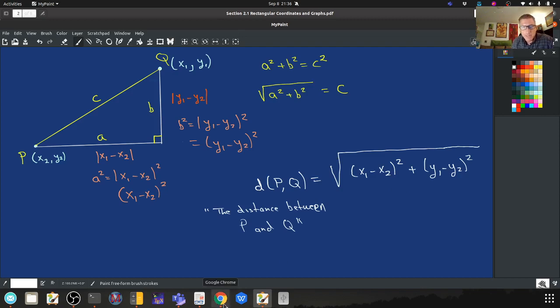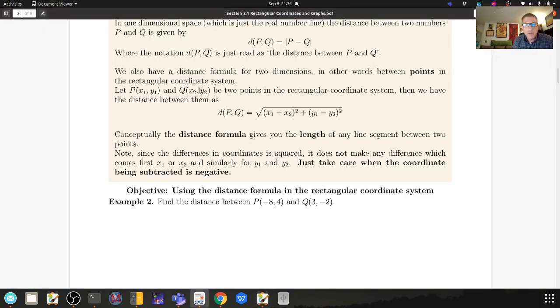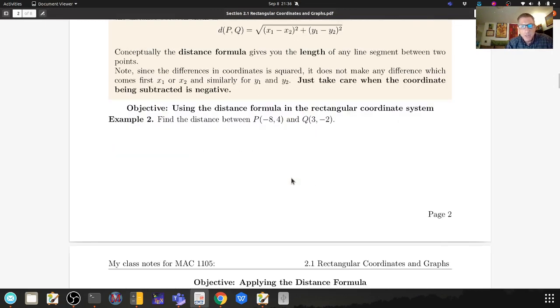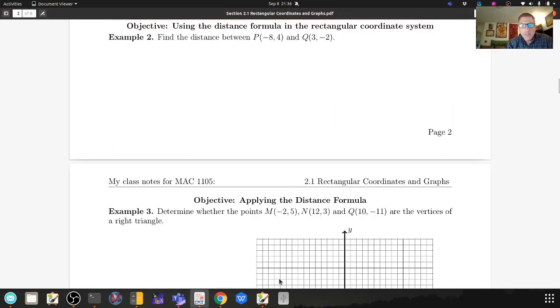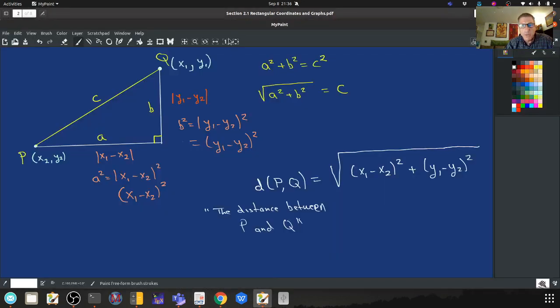So this is our distance formula right here. The distance between 2 points P and Q is the difference in their x coordinates squared plus the difference in their y coordinates squared. And the order here is not important. x1 minus x2 squared is the same as x2 minus x1 squared. And similarly on the other side. So let's go back and let's use the distance formula to find the distance between these 2 points.